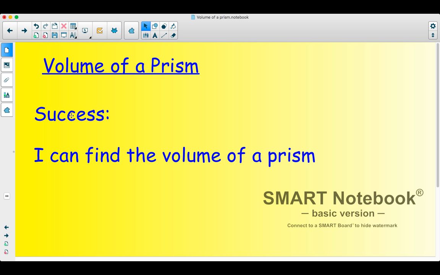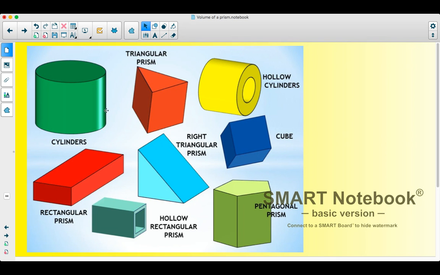Right, volume of a prism today. All right, so a prism, just to recap, is any 3D shape where it has a cross-sectional shape that runs all the way along its height, same size, same shape, from top to bottom.